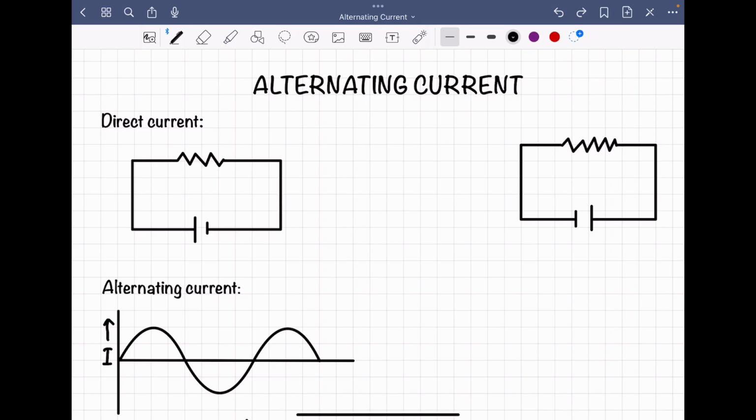Let us start the lecture. In this lecture, we are going to discuss alternating current. Before going through alternating current, first of all, we have to discuss direct current.